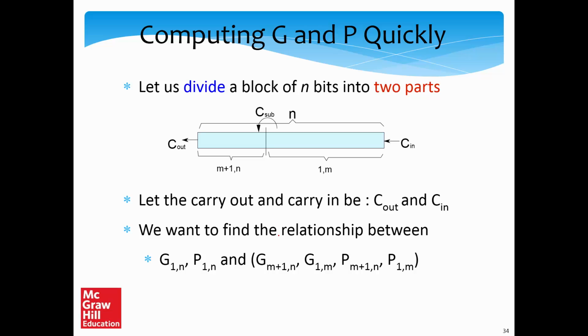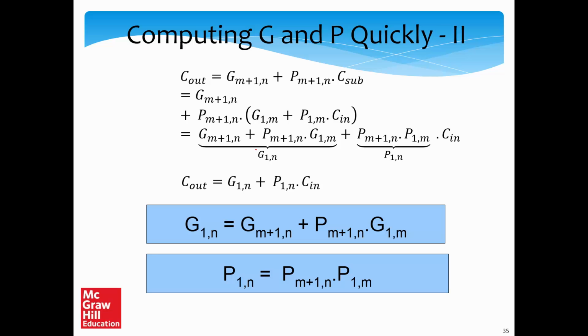So we want to find the relationship between the generate function for the entire n-bit block, the propagate function for the entire n-bit block, and the generate and propagate functions for these sub-blocks. So generate from 1 to m, propagate from 1 to m, generate from m plus 1 to n, and propagate from m plus 1 to n. What do they exactly look like? So let's take a look at this equation and try to work it out.